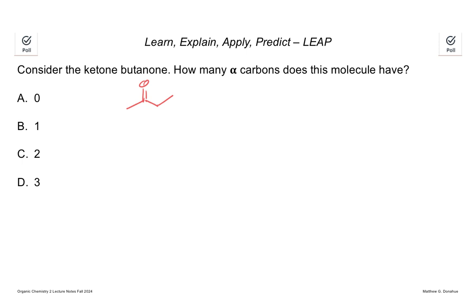So we'll run through just some questions about this ketone, butanone, and start to see how things can get pretty complex as we answer these questions. So how many alpha carbons does it have? Again, here's the carbonyl. And we're just looking at the carbons right next door. So we have alpha and alpha prime. So we have 2.